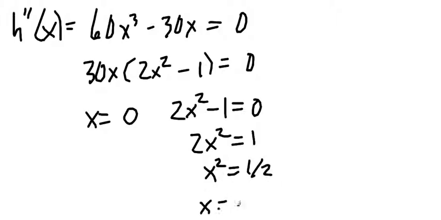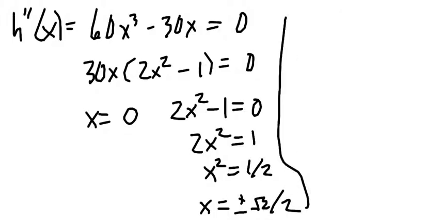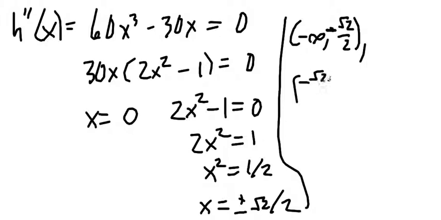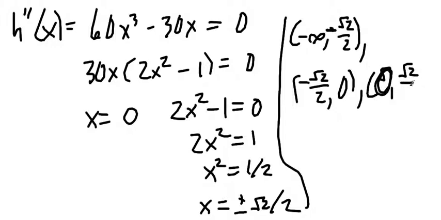And taking the square root of both sides, I get plus or minus, this is equal to the square root of 2 over 2. That's one way of writing that. So this means that I have to look at concavity between negative infinity and negative root 2 over 2, between negative root 2 over 2 and 0, between 0 and root 2 over 2, and from root 2 over 2 to infinity.